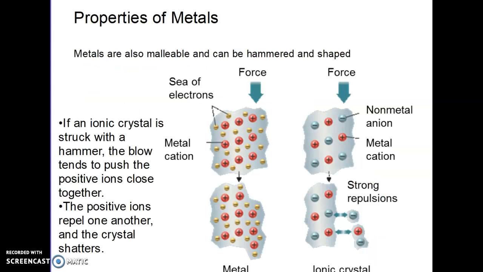Metals are also malleable, and then they can be hammered and shaped. And again, if we tried that with an ionic crystal, obviously it would just shatter. But with metals, we can actually shape them into things by pounding on them.